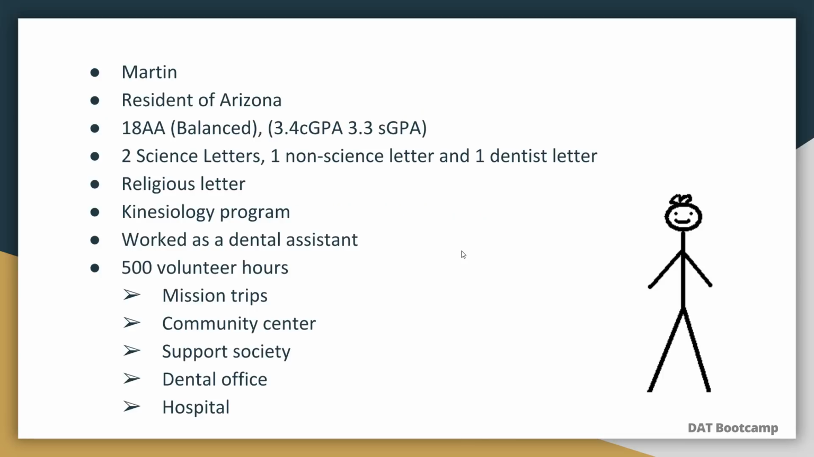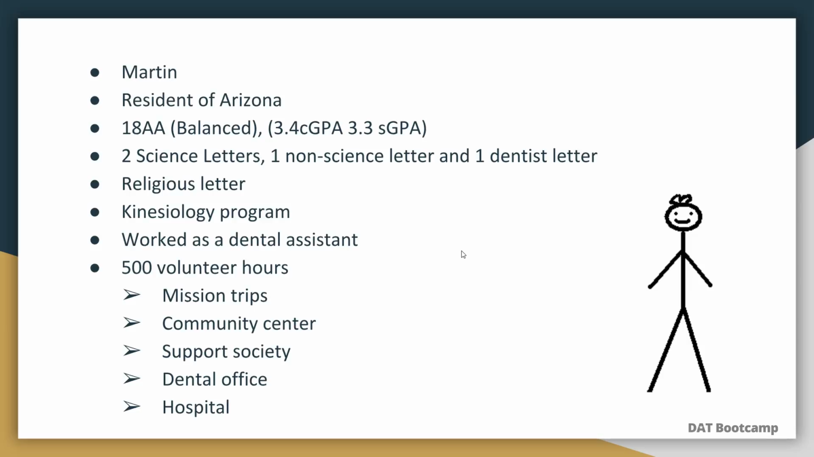Let's go through one more example. Let's take Martin. Martin is a resident of Arizona. He's got an 18 academic average. It's balanced. A 3.4 cumulative GPA, a 3.3 science GPA. He's got 2 science letters, 1 non-science letter, and 1 dentist letter. He also has that religious letter. He's in the kinesiology program. He worked as a dental assistant. He's got 500 volunteering hours. He's been on mission trips. He's volunteered at the community center, the support society, the dental office, and the hospital.